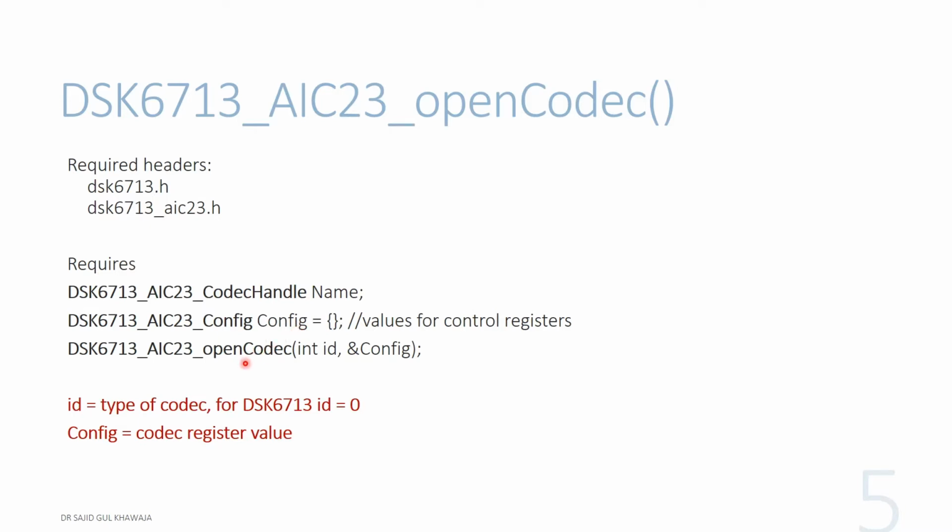Now the command and the associated parameters for open codec are: open codec, the first parameter is int id and the second parameter is &config. We are essentially passing the address for this config variable, which saves the 10 control register values. In our case, this ID will be 0 because we are working with DSK6113. This is always going to be the case when you start off and work on DSK6113. As a reminder, this config essentially contains the codec register values. How these are generated, we will see later on in slides.